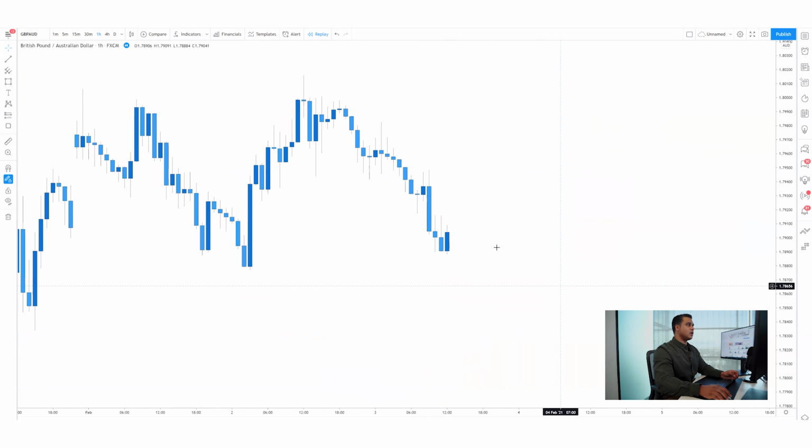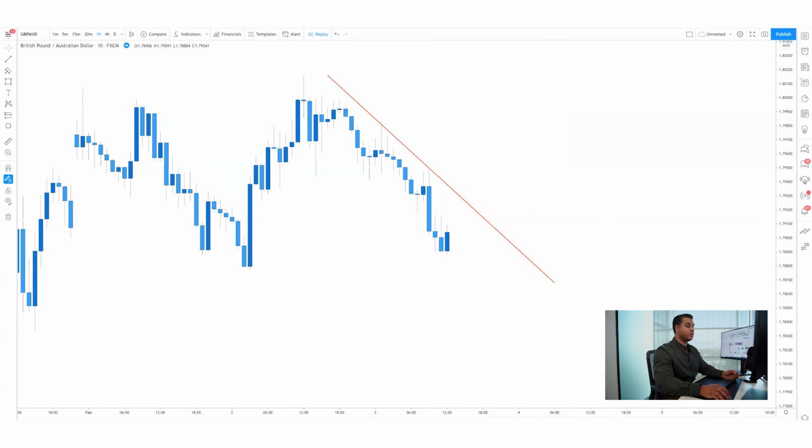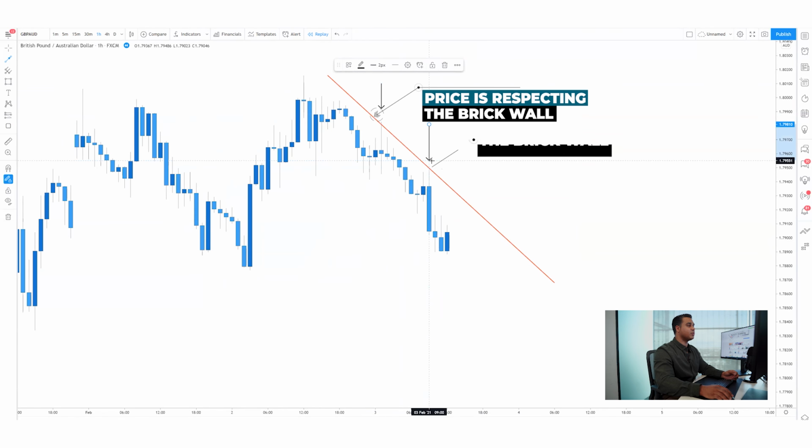So let's take a look at example number 2 here on pound Aussie dollar on the 1 hour time frame. We can clearly see the structure of this market is making lower lows and lower highs. If we look at this structure from a 12-year-old's perspective, we can clearly see that it is down, and we can clearly see that price is respecting this brick wall here.